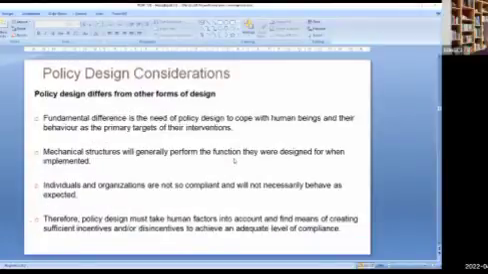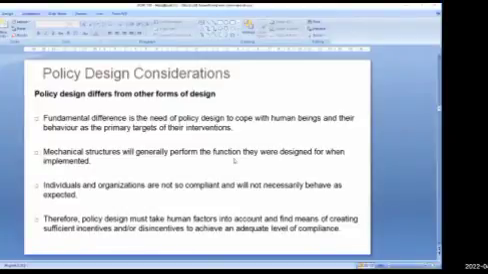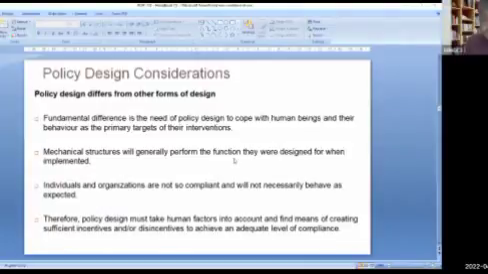Confirm that you see my slides as they change. It was still on the examples slide. Yes, policy design considerations now, sir. So just help me as we go along. Once I change, I start talking about something else. If you're not seeing what I'm talking about, kindly indicate. All right.